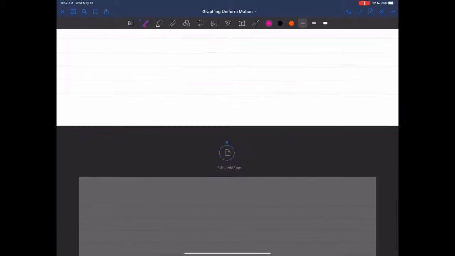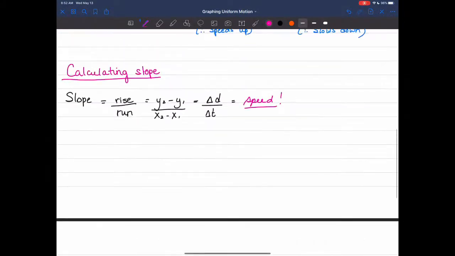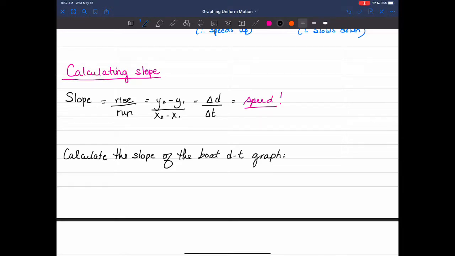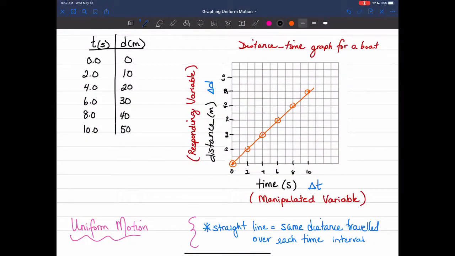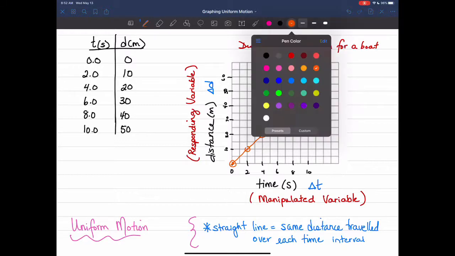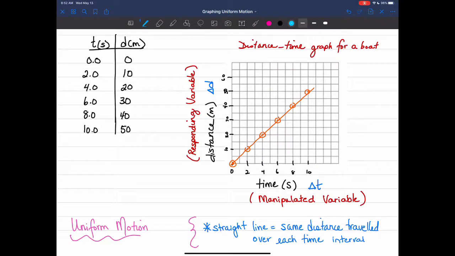So for the graph that we had above with our boat, what I'd like you to try is to calculate the slope of the boat distance time graph. Just to remind you, you need to pick 2 points on the graph. In this case, it's easy because it's a uniform motion graph. But remember that any other time, you can pick any 2 points on the graph as long as those 2 points are easily detectable.